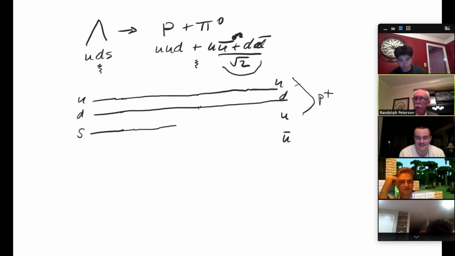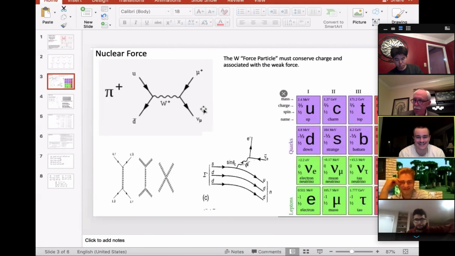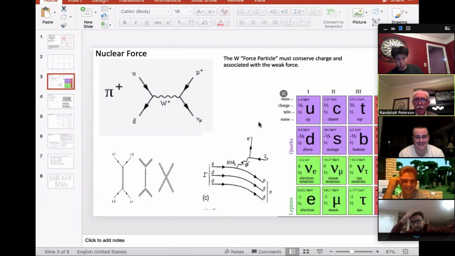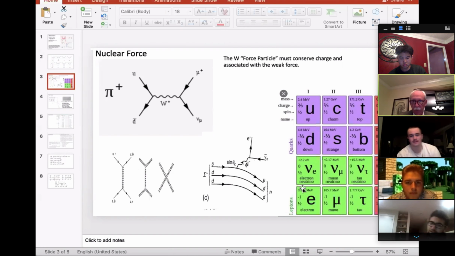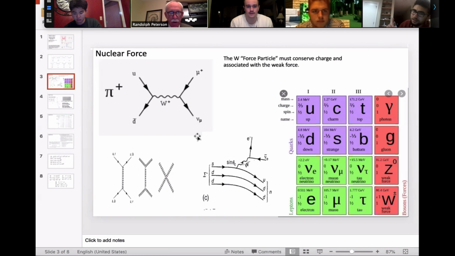All right, I'm going to switch us back for a minute to show you this. By the way, here's the new periodic table, right? These are all the very elemental stuff. Here are your quarks, here are your leptons, here are your force particles. And tomorrow I'm going to do the pink color on here.